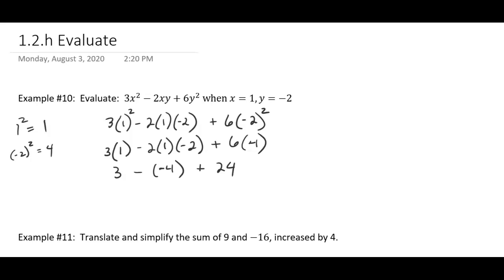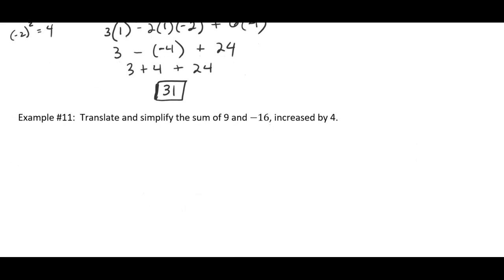Okay, so now working from left to right, 3 minus a negative 4, or 3 plus 4, plus 24. That's all addition, so we can just add them all up. What do we get, 36? No, 31? Yeah, 31. I always like to put a box around my answer. I recommend that on exams just so the instructor knows that's the answer that you got. Okay, that's that one.